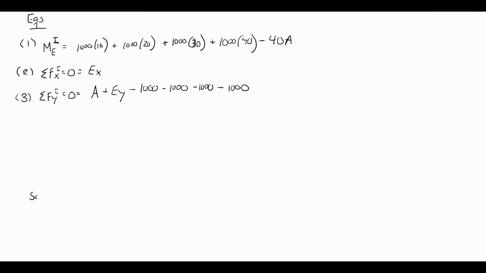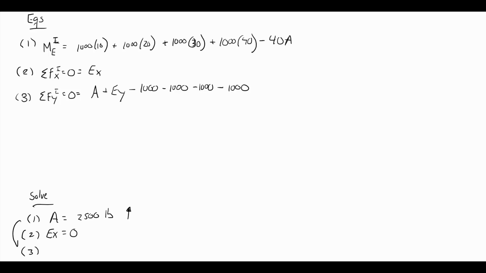Now, if I move to a solve step, so I can find what these external reactions are, from equation 1, the only thing I don't know is A. A must be 2,500 pounds. And it's positive, which means since it's an external force, my assumption was correct. It is up. And equation 2 tells me that EX is 0.